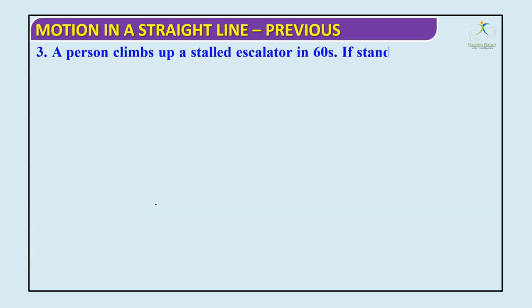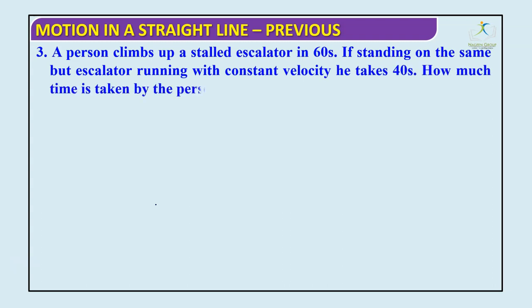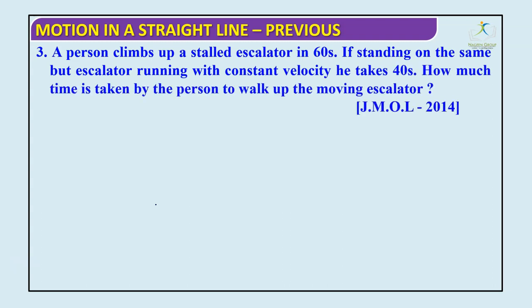Next question is: a person climbs up a stationary escalator in 60 seconds. If standing on the same but escalator running with constant velocity, he takes 40 seconds. So how much time will be taken by the person to walk up the moving escalator? This question came in the JEE Main examination in 2014. The options are 37 seconds, 27 seconds, 24 seconds, or 45 seconds.